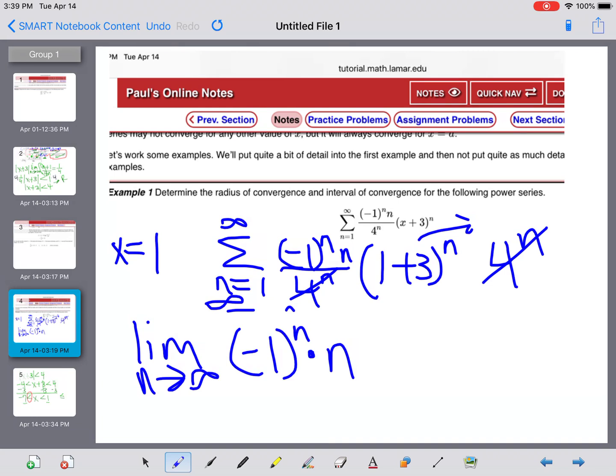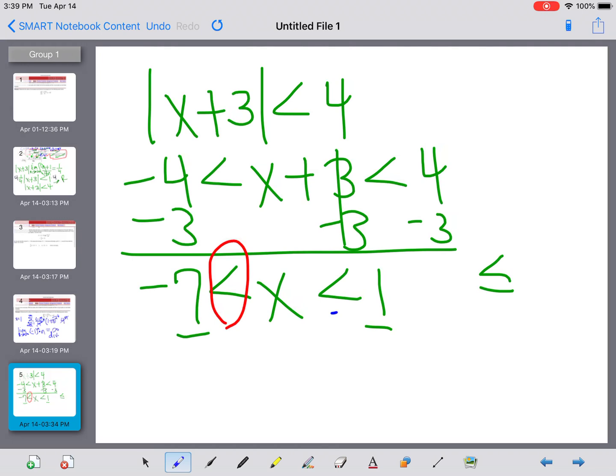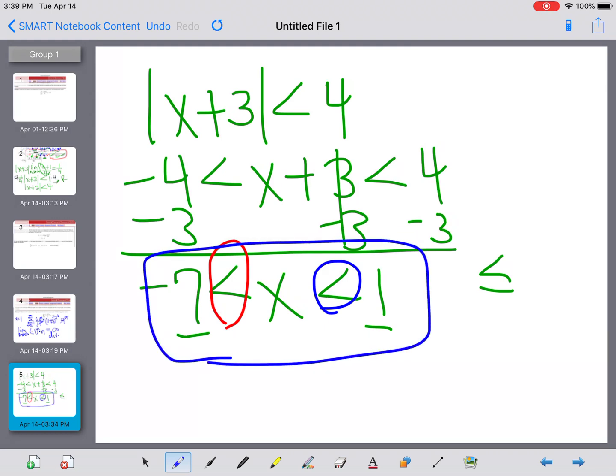That gives us, if we plug in infinity, it's actually all going to infinity. It really will not exist per se. So if we let x equal 1, it will make the power series diverge. So we don't use less than or equal to here for 1. It would just be less than 1. So -7 less than x less than 1 is our interval of convergence.